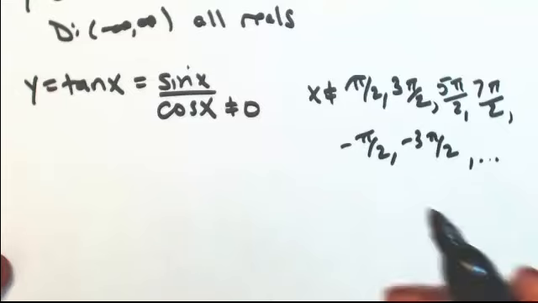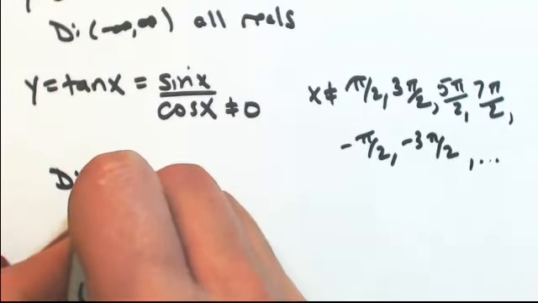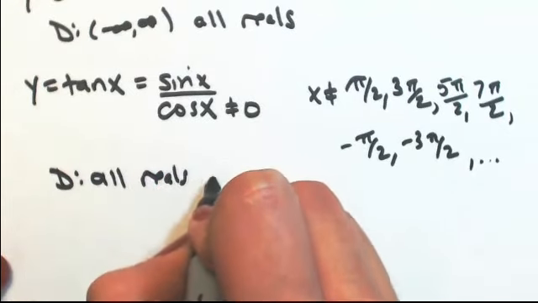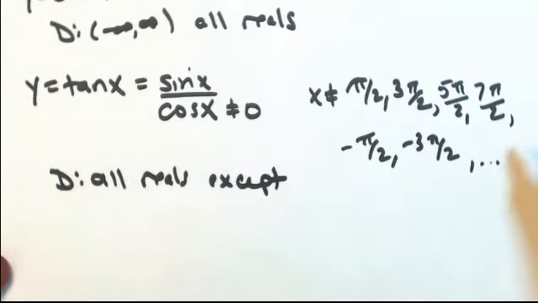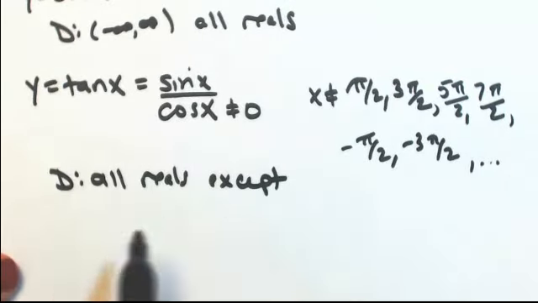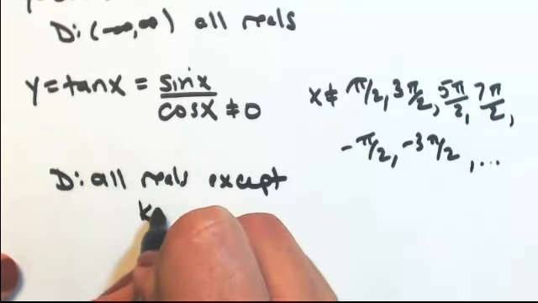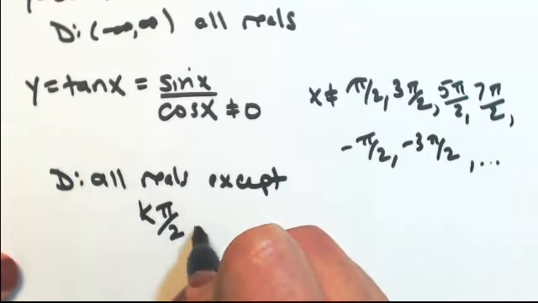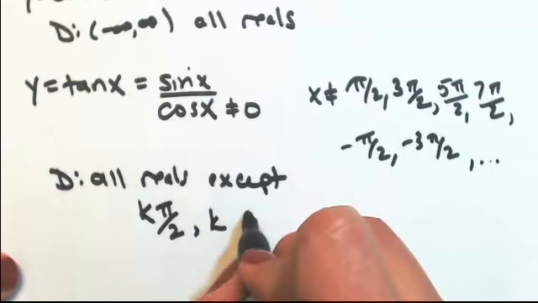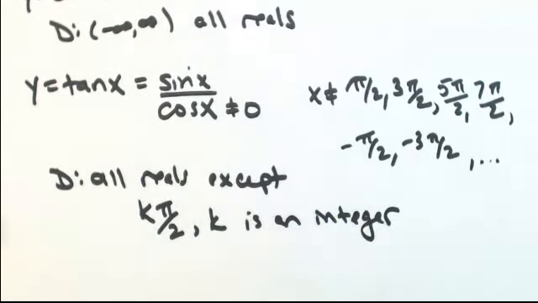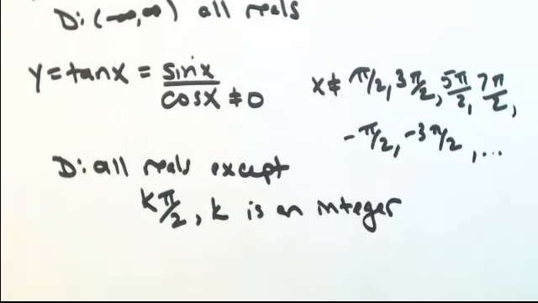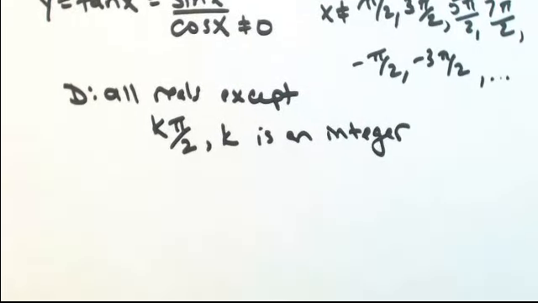So the way that we can represent this, as far as the domain, is all the reals except any odd multiple of pi over 2. So all reals except, let's say, k pi over 2, where k is just any odd integer. Okay, so no odd multiples of pi over 2.